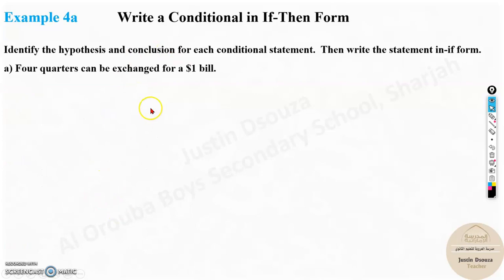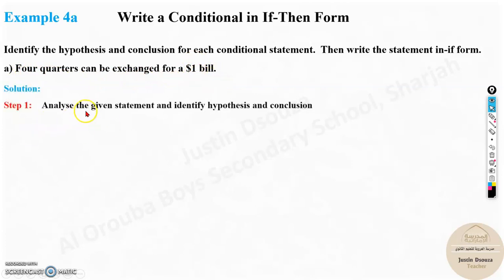So now going to the next type of problem, we'll just quickly see this because we just now found out the hypotheses and conclusions. Now we write them in if-then form. They're just giving a statement. We need to identify the hypothesis and conclusion of each conditional statement and then write this statement in if-then form. So now: 4 quarters can be exchanged for a dollar bill. Now over here it is very important to understand the statement. You need to read and understand it.